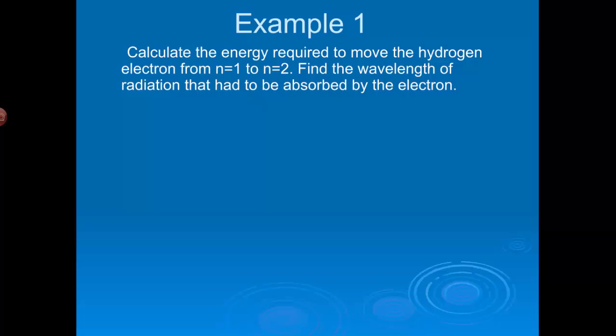So here's an example we'll take you through real quick. We're going to calculate the energy required to move the hydrogen electron from n equals 1 to n equals 2. And then we're going to find the wavelength of the radiation that had to be absorbed. You're going to want to pause the video and follow along with the math to make sure you understand it. So here's our equation. Delta E is negative 2.178 times 10 to the minus 18th joules times 1 over n final squared minus 1 over n initial squared. If we're moving the electron from 1 to 2, our final is 2 and our initial is 1.